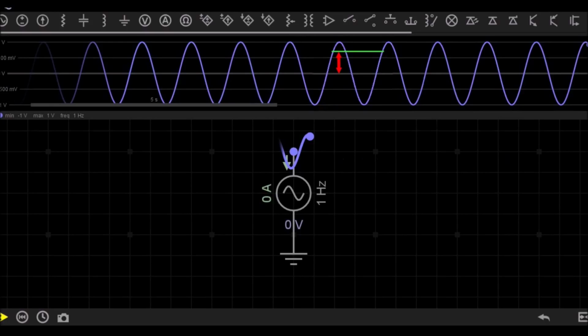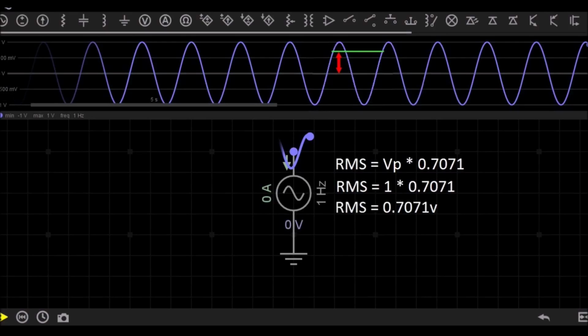Root mean square voltage is the most common mathematical method of defining the effective voltage or current of an AC wave. The RMS voltage is calculated by multiplying the peak voltage by 0.7071. So for our example, the RMS is 1 volt multiplied by 0.7071. So RMS equals 0.7071 volts.